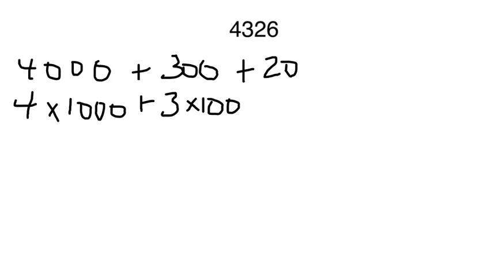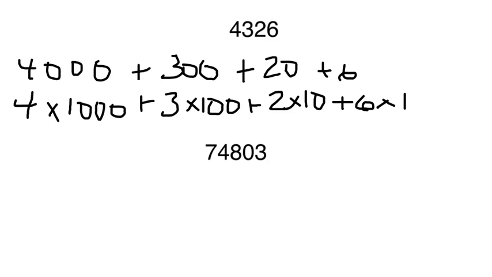Pause the video and on a piece of scrap paper, try writing 4,326 in expanded form. When you're finished, press play to see the answer. When you broke this number apart, you should have had a 4,000 or a 4 times 1,000, plus a 300 which is 3 times 100, plus a 20, which is 2 times 10, plus a 6, which is 6 times 1.